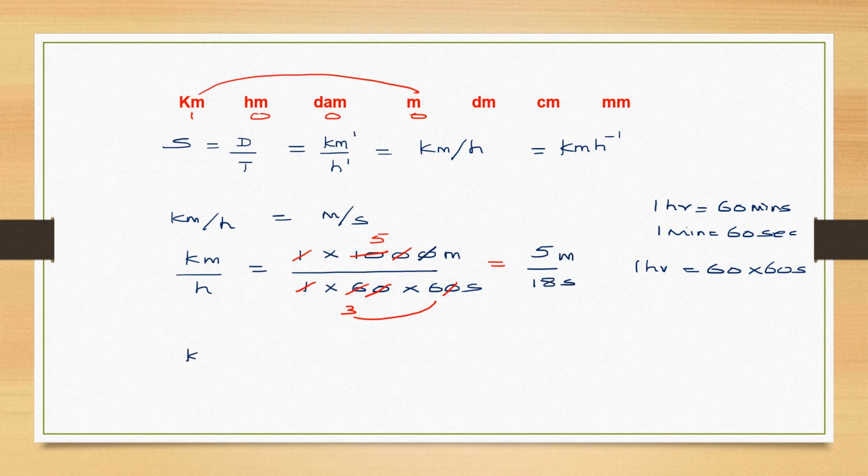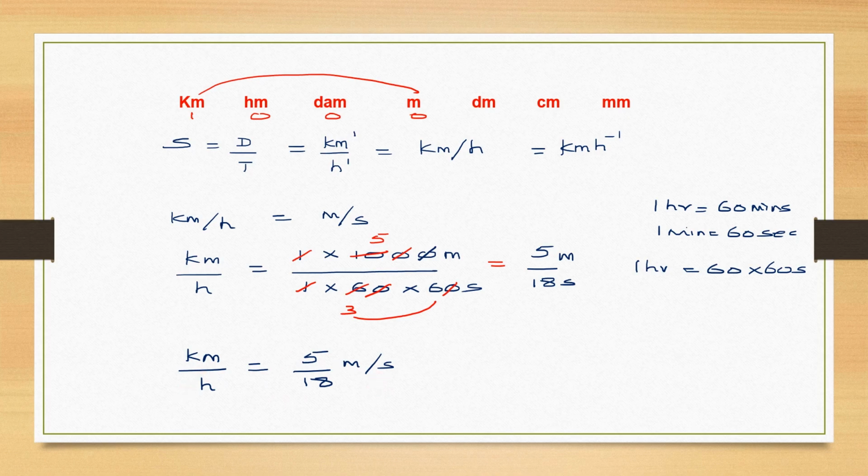So when I convert kilometer per hour into meter per second, I have to just write 5 by 18 meter per second. So when we convert kilometer per hour to meter per second, we have to multiply by 5 by 18. Straight away, you don't have to do all these. You can straight away multiply by 5 by 18 when you convert kilometer per hour to meter per second.